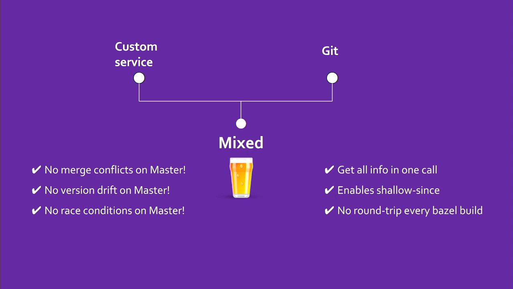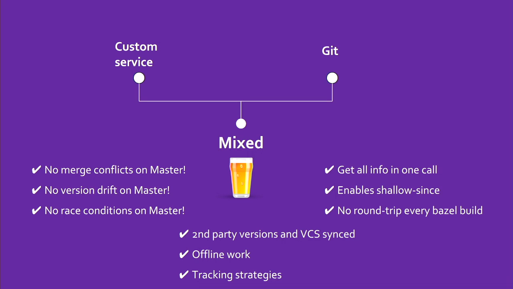Sorry, it still enables shallow clones, because the thing that powers all of this is the server. And we still don't need to pay the round trip. Lastly, the second party versions and VCS are mostly synced, so not for master, but for all other branches. Still allows for offline work and still supports tracking strategies.